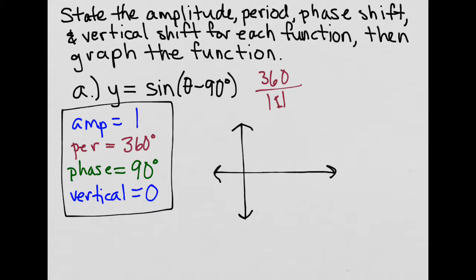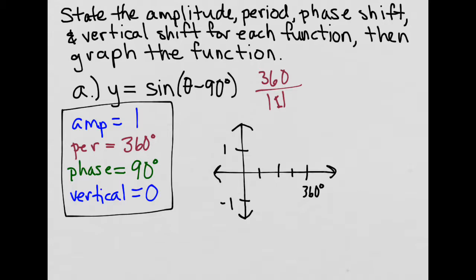Okay, so I like to break up the graph into 4 parts because there's 4 important points on sine graphs. Now I'm going to graph the function before the phase shift and then after the phase shift. So I'm going to do that with a dotted line. So the amplitude is 1, so it's going to go up 1 and down 1. And the period is 360 degrees, so that's our 4th little tick mark. That's how far it's going to go to complete its cycle.